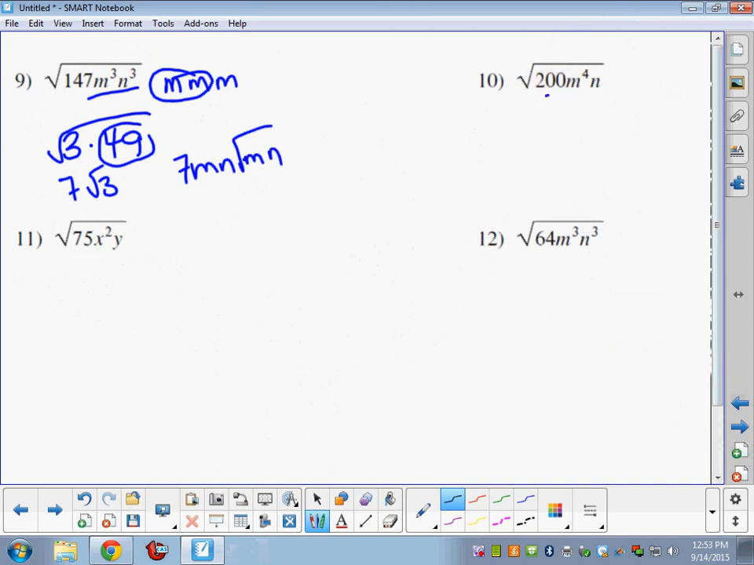Over here, 200 is 2 times 100. So I know there's my perfect square. So 10 is going to come out. 2 is going to go underneath the radical. M to the fourth would be m times m times m times m, so I would have 2 pairs, so I know m squared would come out, and then n would be underneath.